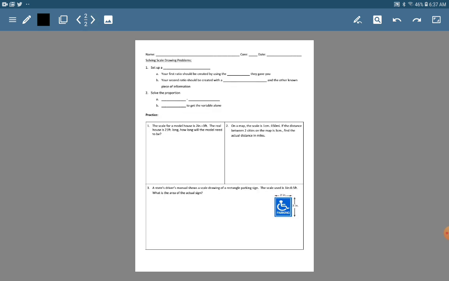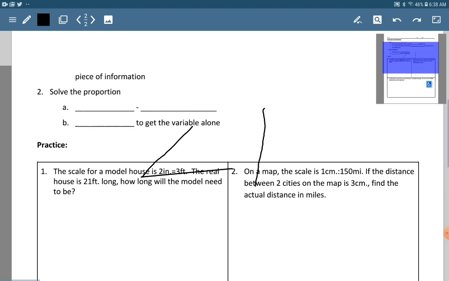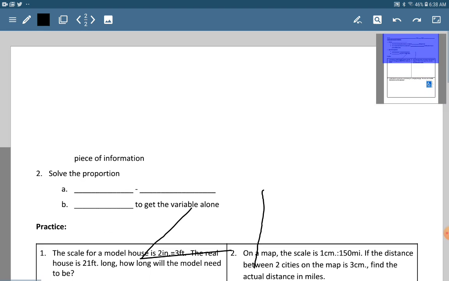If we go on to the second page here, we're going to practice solving scale drawing problems. And this is my first time using it where I can zoom in. So let's see if I can actually get it to zoom in.